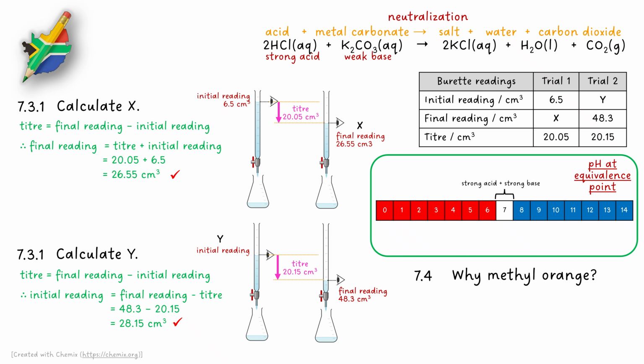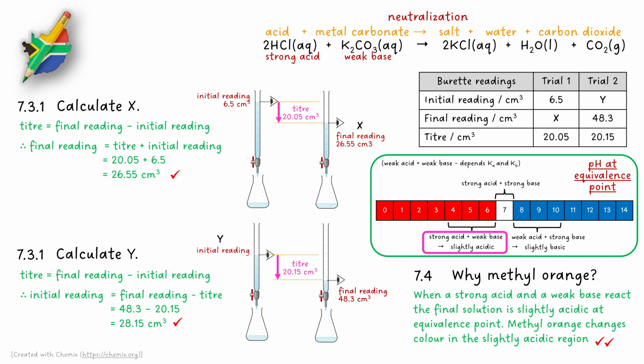A strong base and a strong acid react to produce a neutral solution with pH about 7 at equivalence point. A strong acid and a weak base at equivalence point produce a slightly acidic solution. A weak acid and a strong base produce a slightly basic solution. For a weak acid and a weak base, the pH at equivalence point depends on the relative strengths of the acid and the base. In the given reaction, we have a strong acid and a weak base reacting, so the final solution at equivalence point will be slightly acidic. So methyl orange must change color in the slightly acidic region.